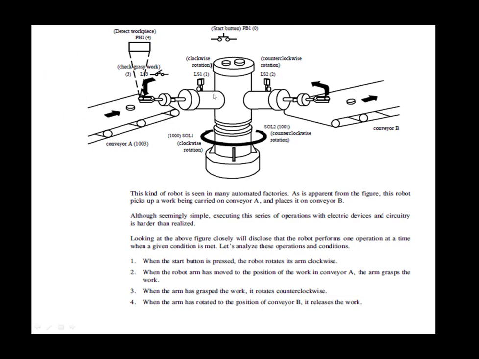And to start up that system, there is a start push button, and also for the counterclockwise and clockwise rotation there are solenoid valves, you can see here, SOL1 and SOL2. So these are the instruments we need to control that robotic arm. I hope you understand it. If you haven't, I will definitely again recommend you go watch the first lecture, otherwise you will be too confused.